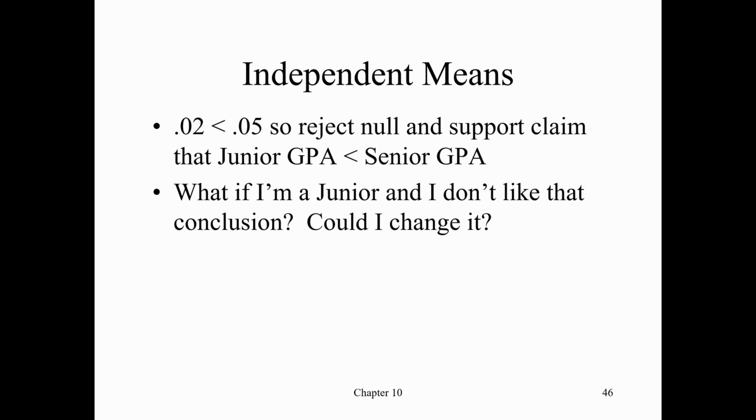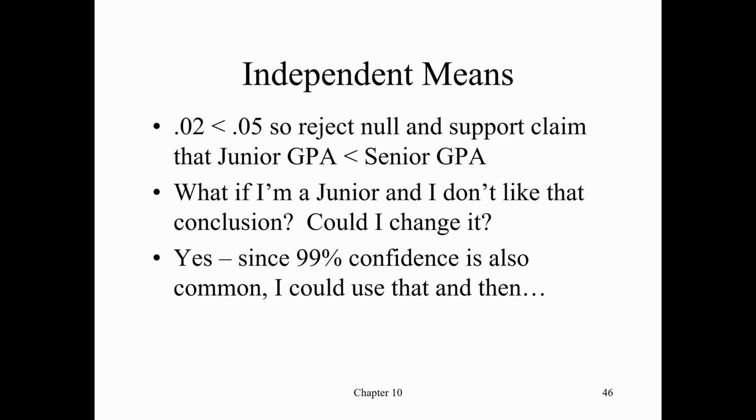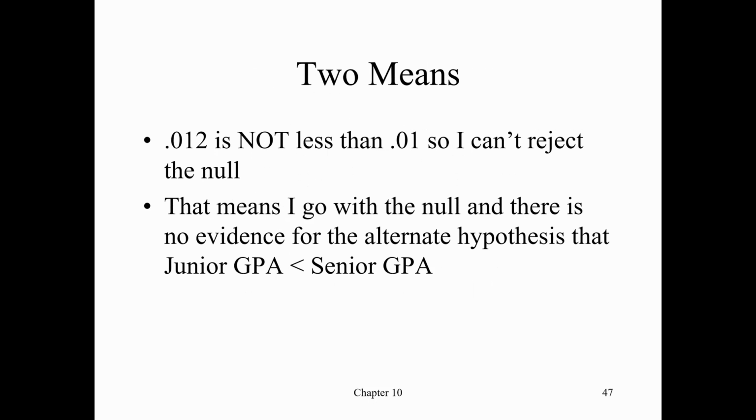What if I'm a junior and I don't like that conclusion? Someone proved that junior GPA is less than senior GPA. Can I change the conclusion? Well, yeah, I can change the confidence level. Let me just up the confidence level to 99%, which means my level of significance is now 1%. And 0.012 is not less than 0.01, so I cannot reject the null. That means I go with the null, and there's no evidence for the alternate hypothesis that junior GPA is less than senior GPA. So again, here's a case where the confidence level is going to change the ultimate decision.